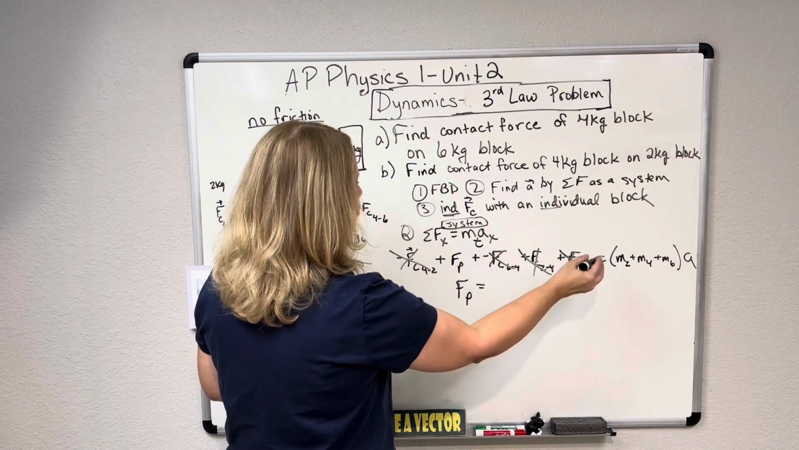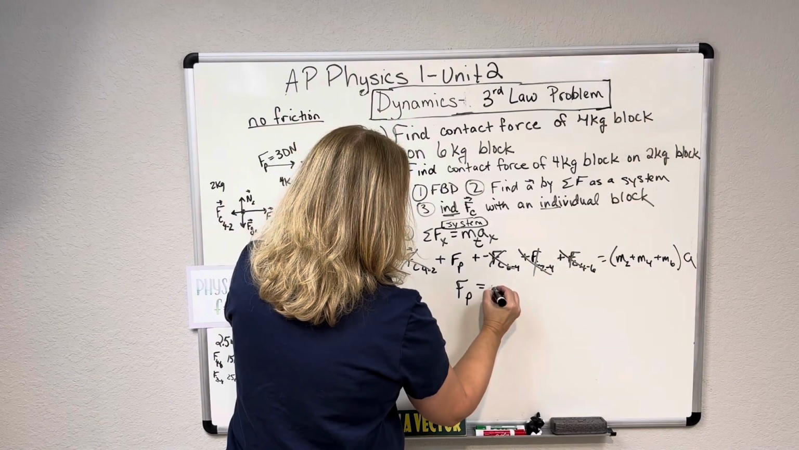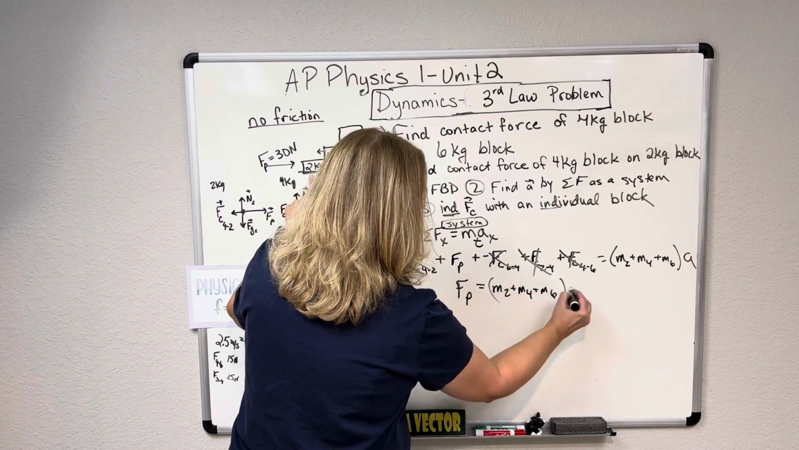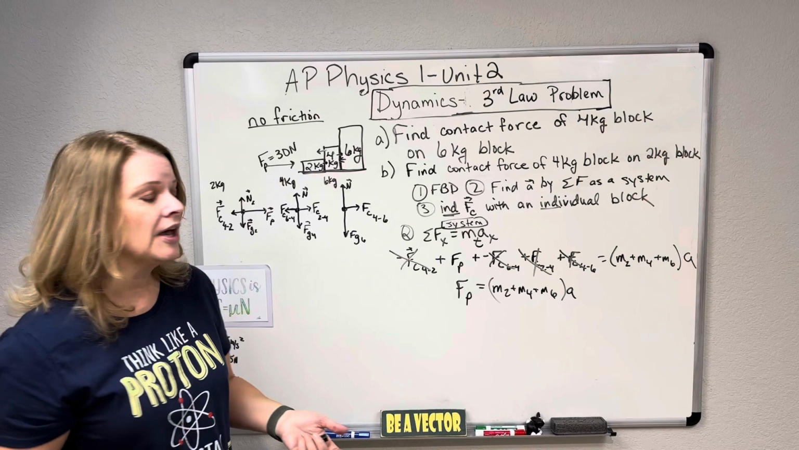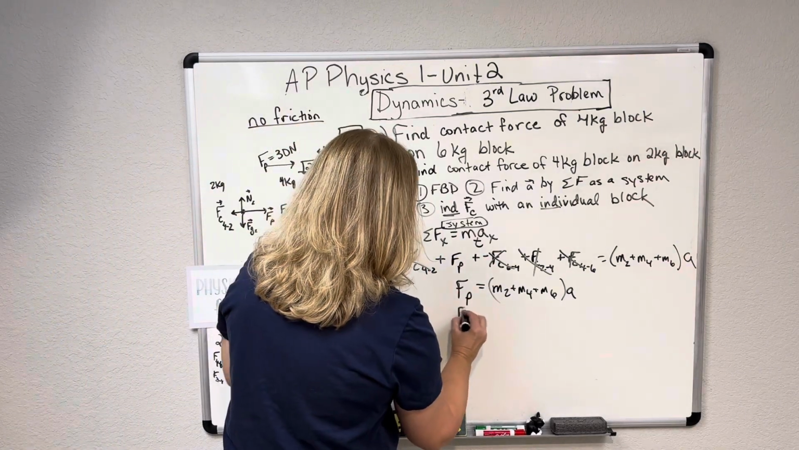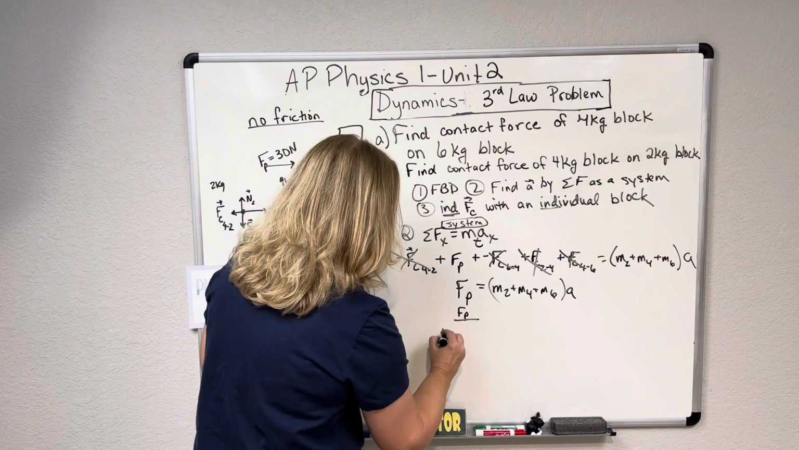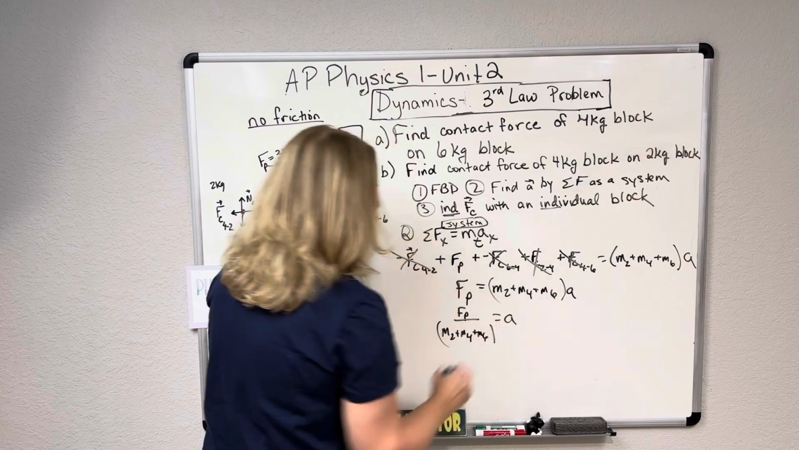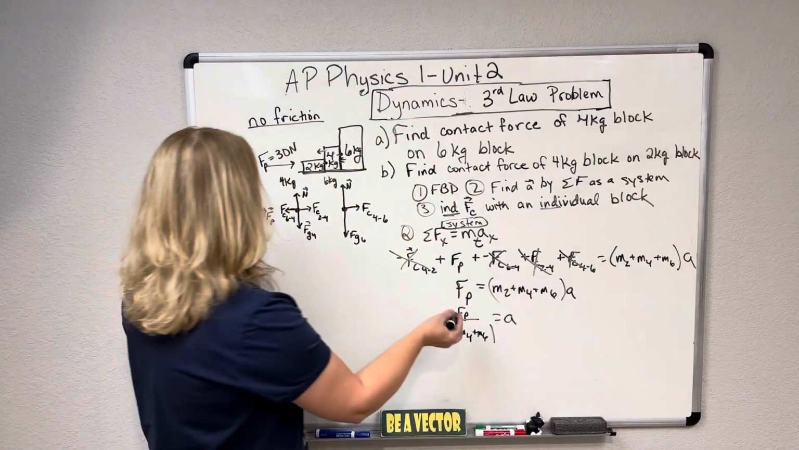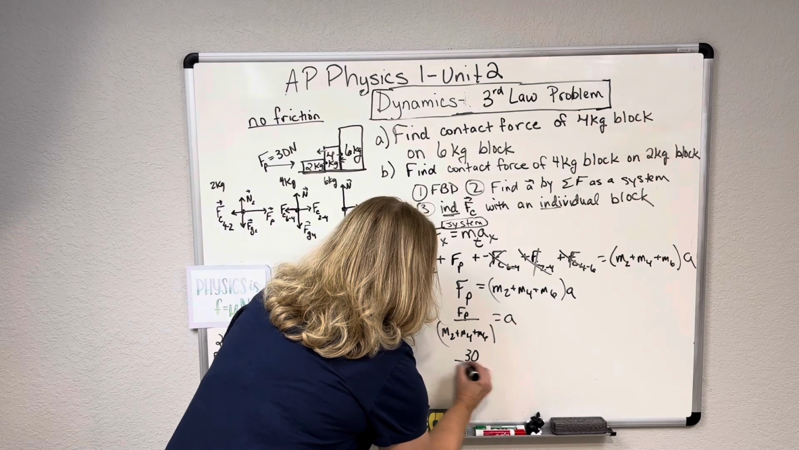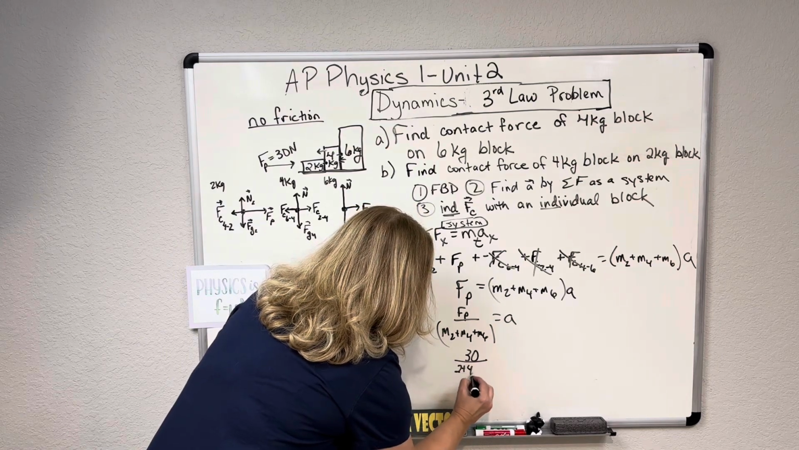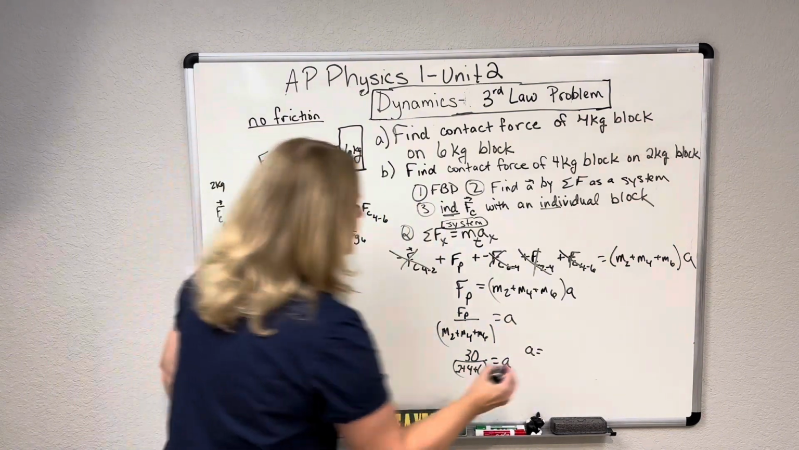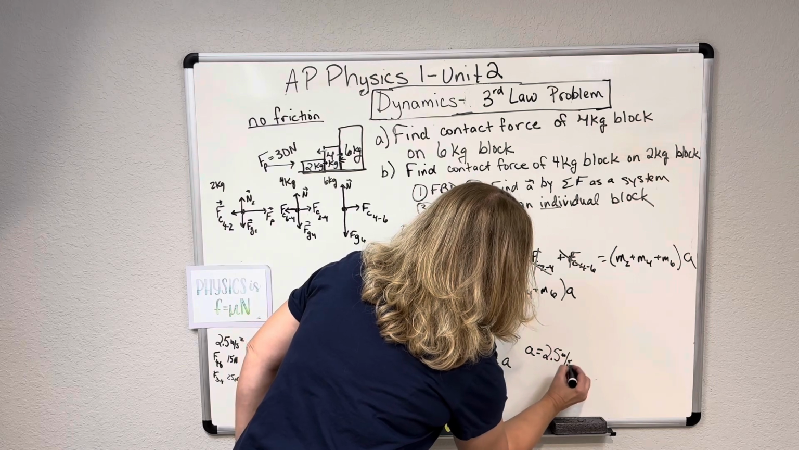And that's the force of the push equals all 3 of those masses, which is M2 plus M4 plus the mass of the 6 kilogram, times acceleration. I'm going to find an expression for that. I'm going to divide both sides by M2 plus M4 plus M6, which equals your acceleration. Now I'm going to plug in numbers for that. My force of the push was 30, so I have 30 over 2 plus 4 plus 6 equals acceleration, and that acceleration comes out to be 2.5 meters per second squared.